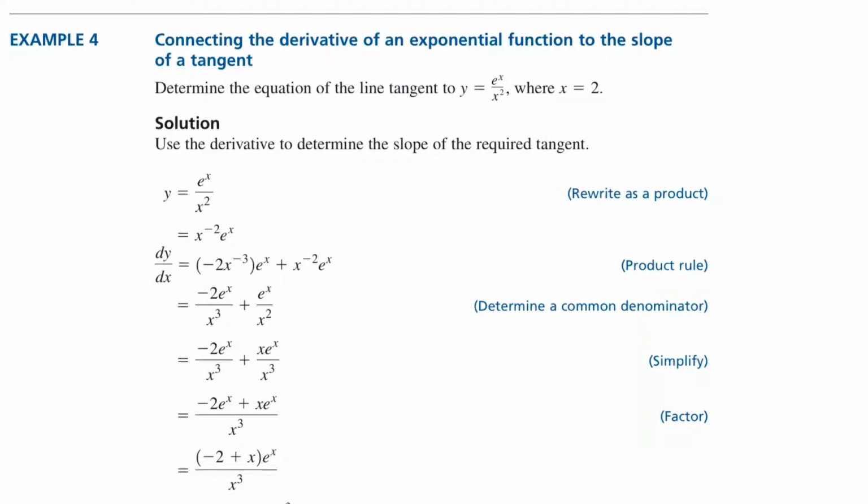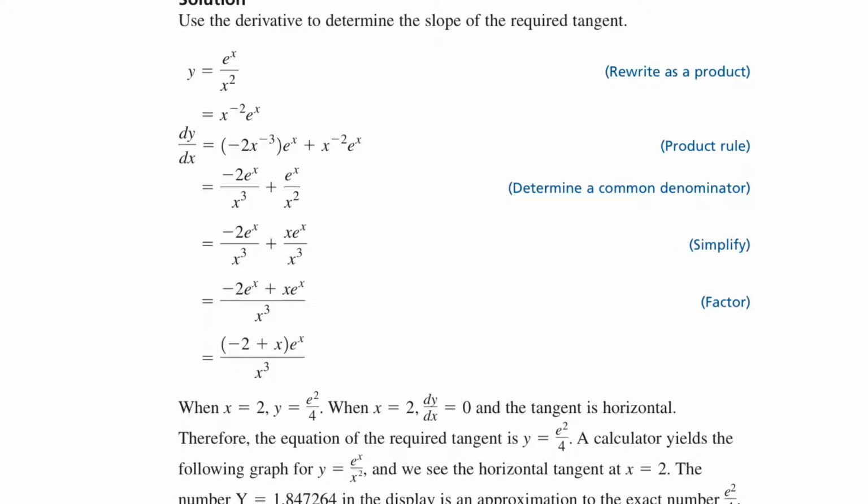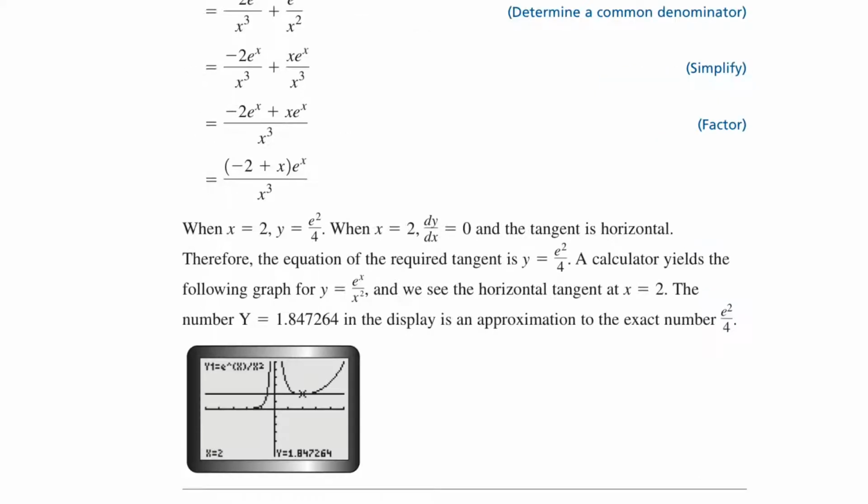Next example, we want to write the equation of the tangent line to the graph of y equals x to the power of minus 2 times e to the power of x at x equals 2. We use the product rule and find the derivative: minus 2x to the power of minus 3 times e to the x, the derivative of the first function times the second function itself, plus the derivative of e to the x, which is e to the x, times x to the power of minus 2. This can be simplified as (minus 2 plus x) e to the power of x over x cubed.